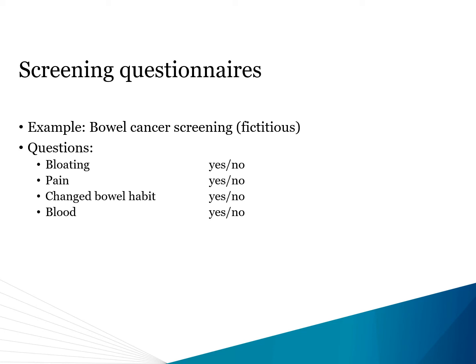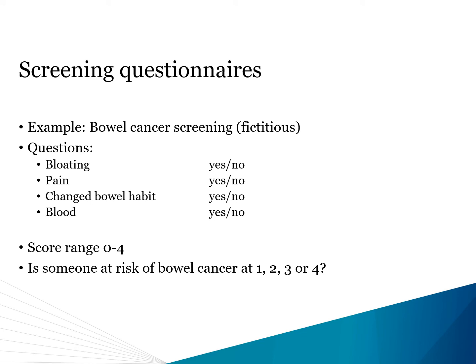So there's a simple questionnaire which could be used, but the score ranges from 0 to 4. How do we decide if someone's at risk of bowel cancer? Do we decide at 1? Very unlikely that we do that. Do we decide at 2? Maybe 3, that's getting more likely, or do they have to score all 4?